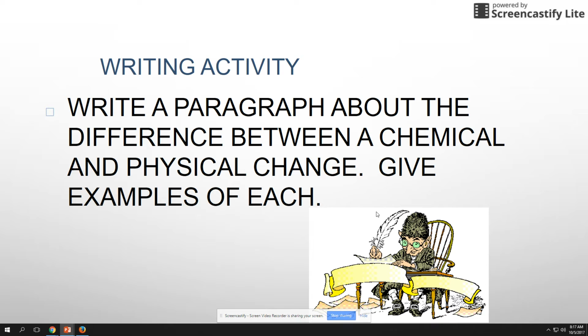You can pause this right here so you'll be able to see this on the screen the entire time, because if it closes out or you stop the recording, you'll have to go back to this part. Your writing activity is to write a paragraph about the difference between chemical and physical changes. Give examples. You have a ton of examples that we just went over in your notes. So you should be able to write at least 5 to 7 lines.